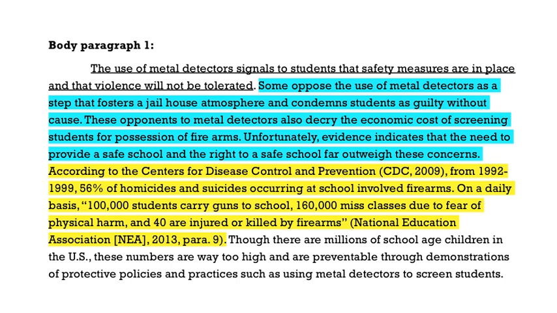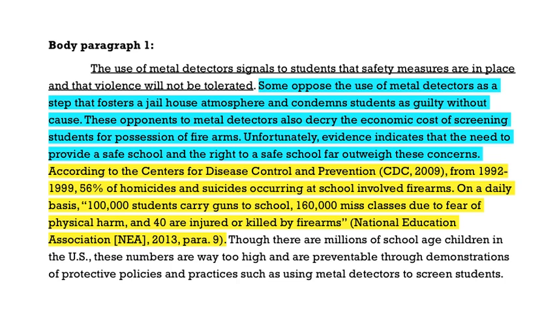However, they're going to refute and say these opponents to metal detectors also decry the economic cost of screening students for possession of firearms. Refuting that, unfortunately, evidence indicates that the need to provide a safe school and the right to a safe school far outweigh these concerns. So safety outweighs the perception of the atmosphere and potential cost.